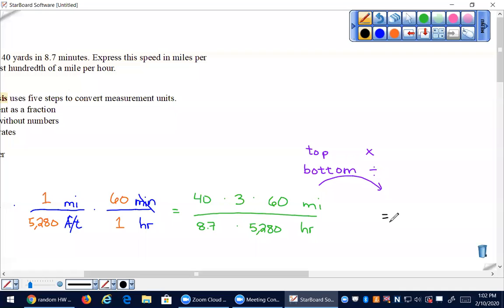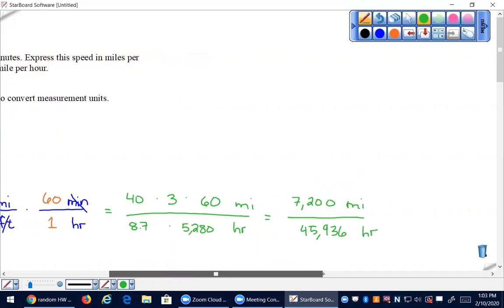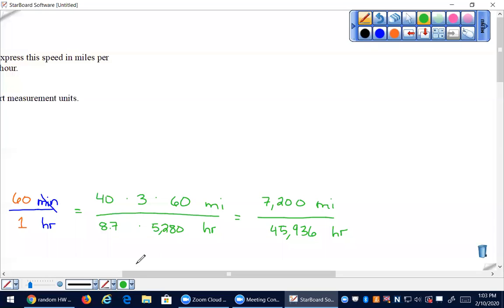No? Okay, then I won't do that. If it's confusing you, I won't. So then I will just say that is 40 times 3 times 60. Okay, and now I will do my top divided by bottom.